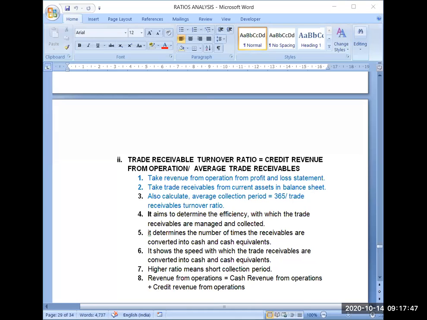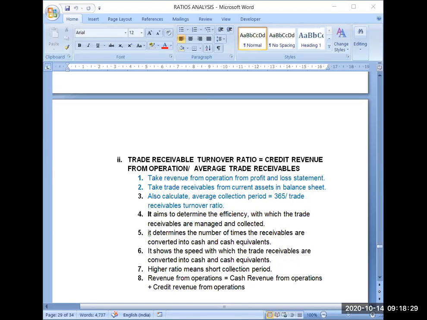Now see the first point: take revenue from operation from the profit and loss statement. If you are calculating ratios for your project purpose, where will you find credit revenue from operation? Revenue from operation will always be given in the statement of profit and loss. This is the first account which you will be writing there. Because the balance sheet or annual report which you are looking at for your project purpose will never tell you how much is credit and how much is cash, for our purpose we will assume the whole amount of revenue from operation as credit revenue from operation.